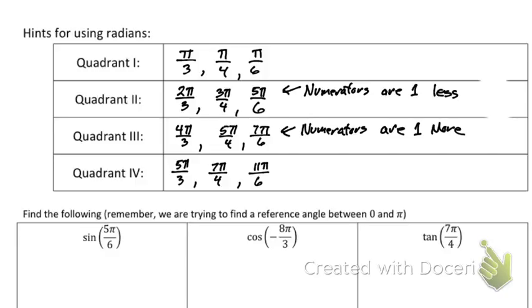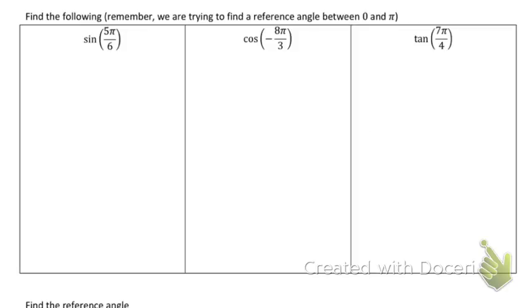The real key ones are quadrant 2 and quadrant 3. Those are the ones that you probably will get, kind of the hardest ones to picture. All right, so keeping what we just learned in mind, on my unit circle, where is 5 pi over 6? Is that quadrant 1, 2, 3, or 4? Yeah. It's going to be quadrant 2 because our numerator is 1 less than our denominator.